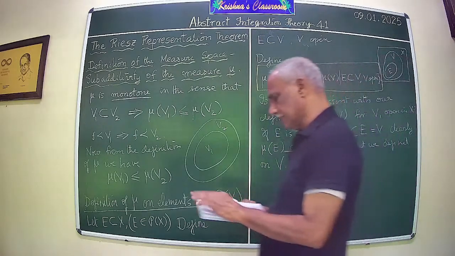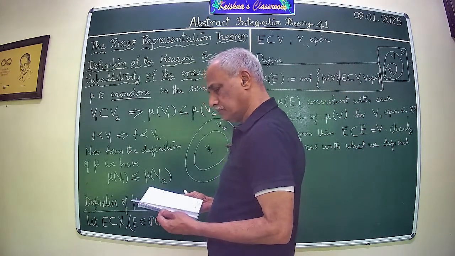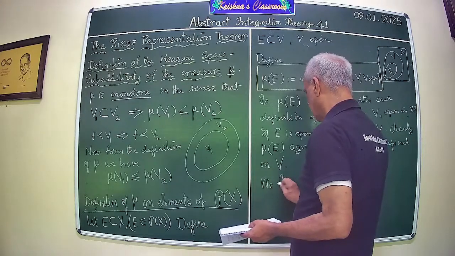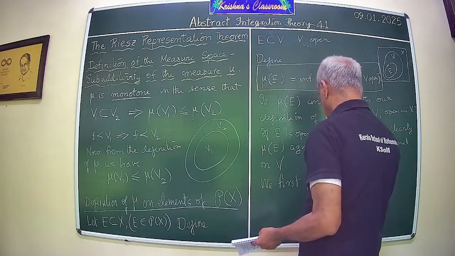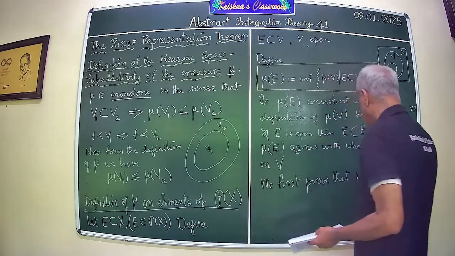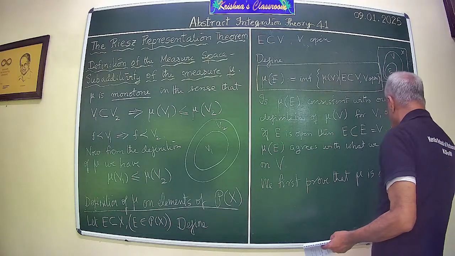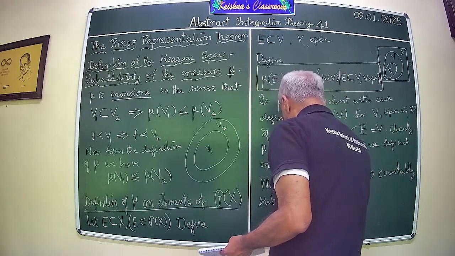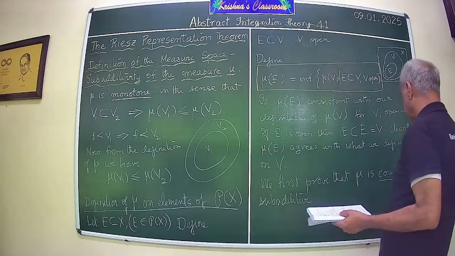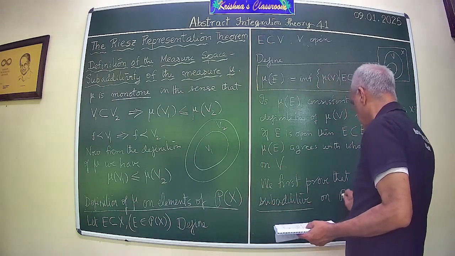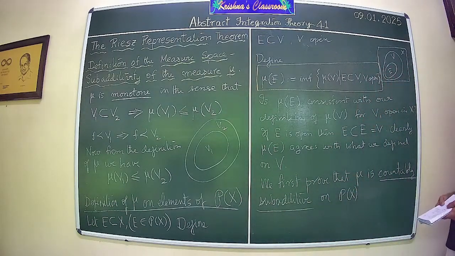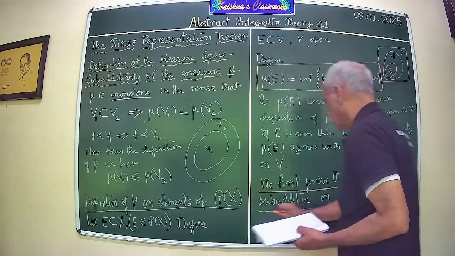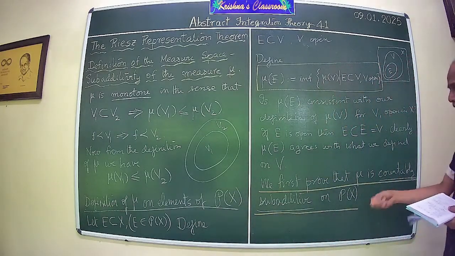Now what we prove is this. So the consistency part is taken care of. Now we want to prove that mu is countably subadditive. That is the first thing that we try to do. Okay. This is our first task.